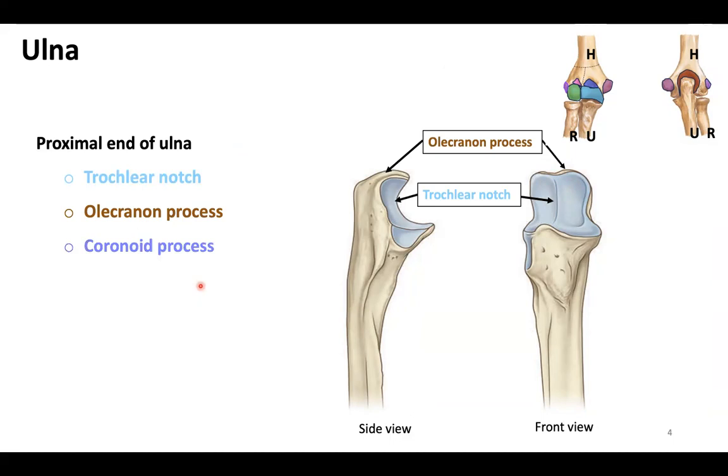Forming the anterior boundary of the trochlear notch, there is the coronoid process. This coronoid process fits into the coronoid fossa of the humerus, on the anterior surface of the humerus, above the trochlea. So during full flexion, the coronoid process fits into the coronoid fossa.